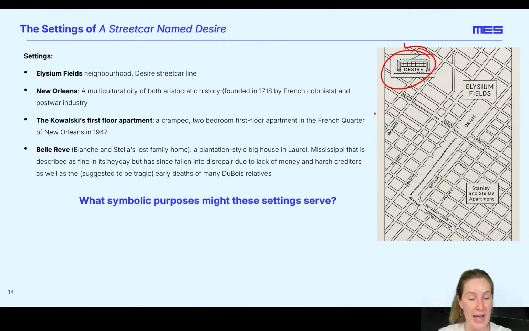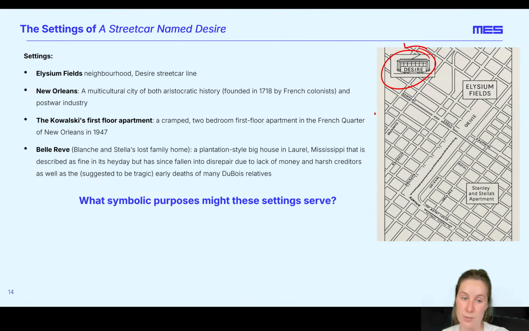And the available land as well in the South, especially after the rise of plantations, was to establish factories and plants and big workhouses there, something on which the southern economy still depends. Then we have the Kowalskis' first floor apartment, this cramped two-bedroom first floor apartment in the French Quarter of New Orleans in 1947. So we have again this contrast between this tiny apartment and Belle Rêve, which is their lost family home.